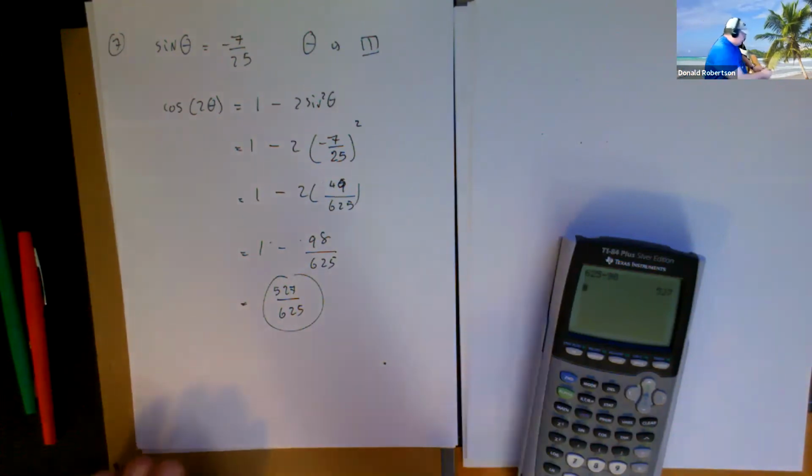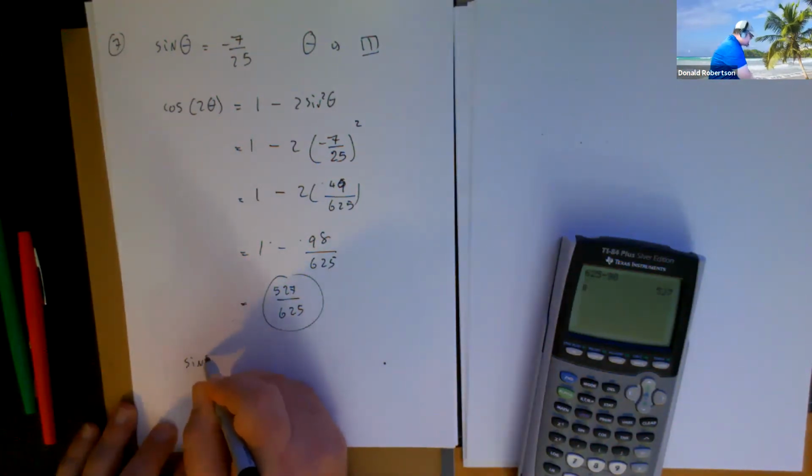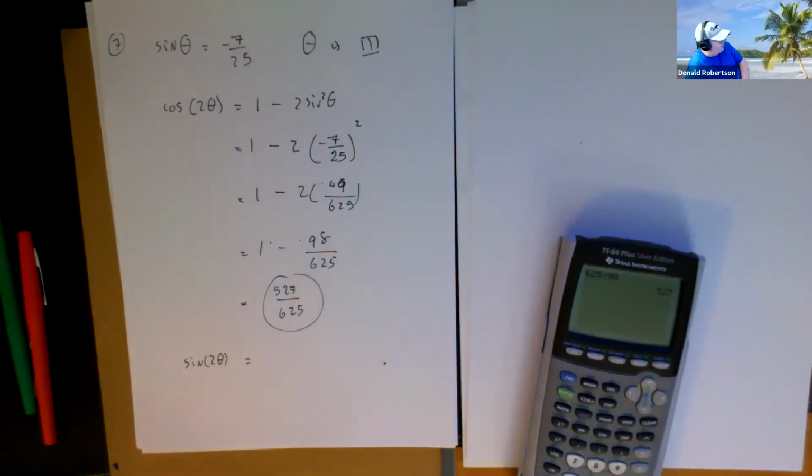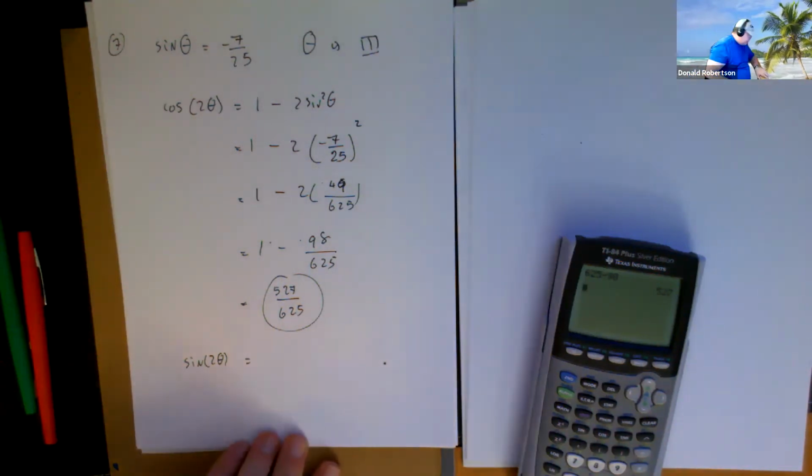Right. Let's suppose I was asked to find the sine of 2 theta instead. There are only 3 things they tend to ask in this question: sine of 2 theta, cosine of 2 theta, or tangent of 2 theta. But let's suppose they ask for the sine of 2 theta. Does anyone know what the formula for that one is? There's only one to choose from this time.